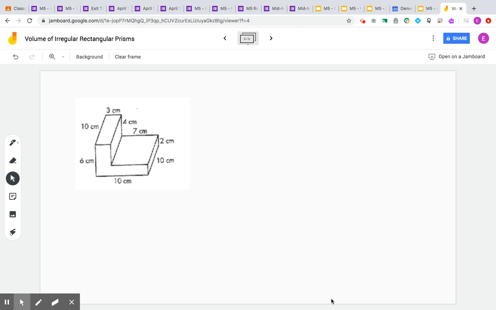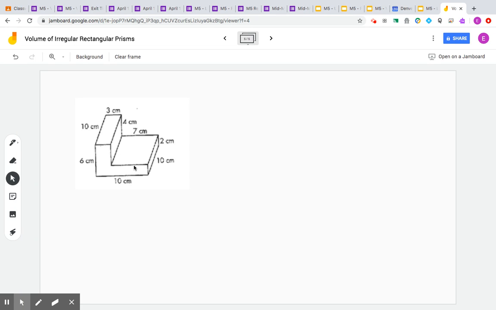What if it's hard to see the two individual rectangles, or even more, that are in an irregular rectangular prism? Let's take a look at this example over here. There are so many pieces labeled, but it's hard for me to see what the actual rectangles are when I take apart this irregular rectangular prism.